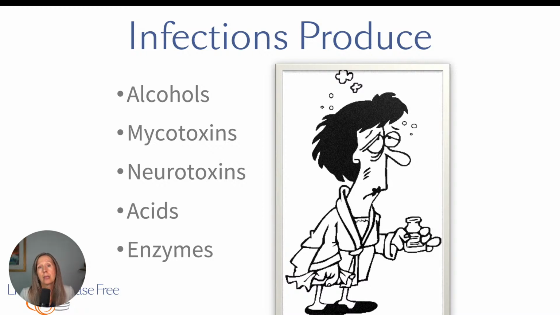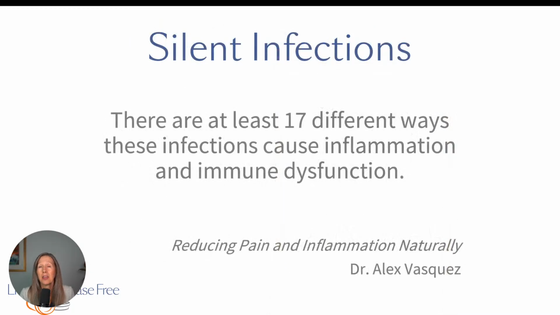So this is something really significant. It can be everything from affecting our cognitive function, like this poor lady in the picture, our mobility, our memory, our ability to sleep, our strength. So many different symptoms can be involved with these infections and the toxins they produce. There are at least 17 different ways that these infections cause inflammation and immune dysfunction.